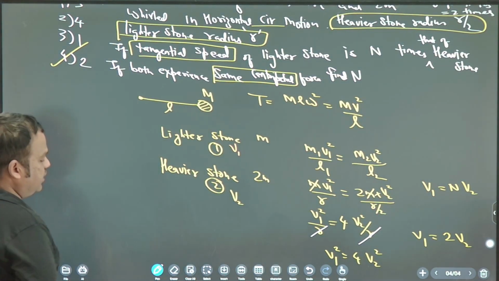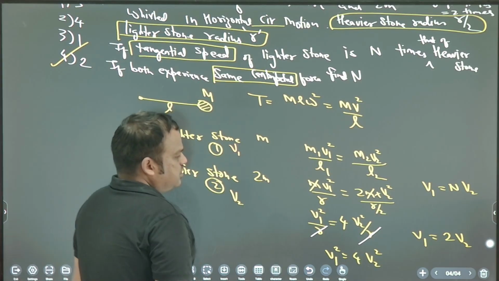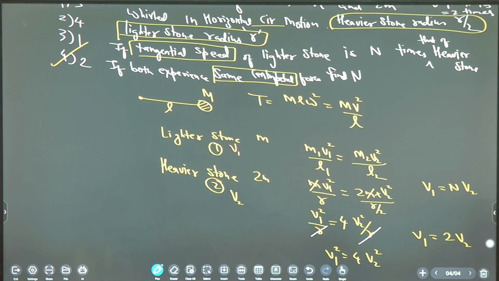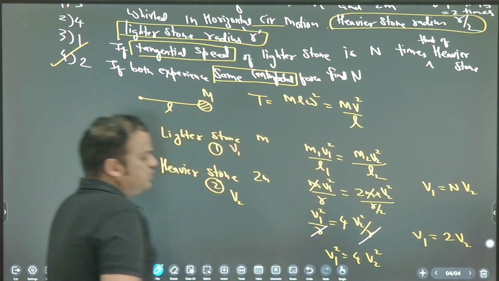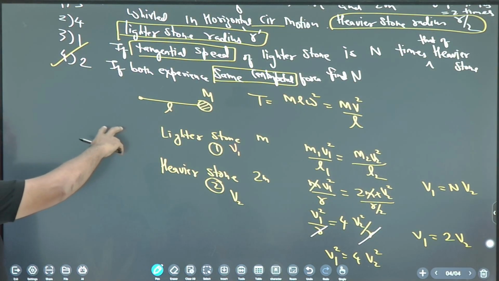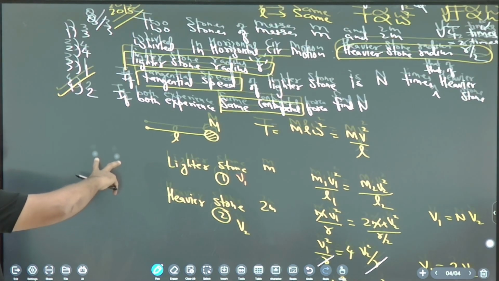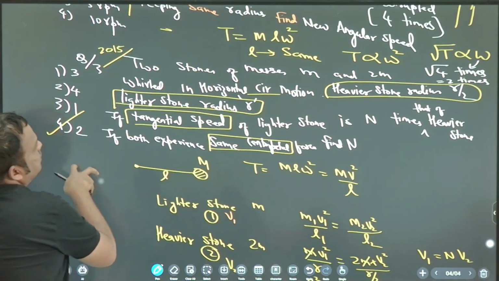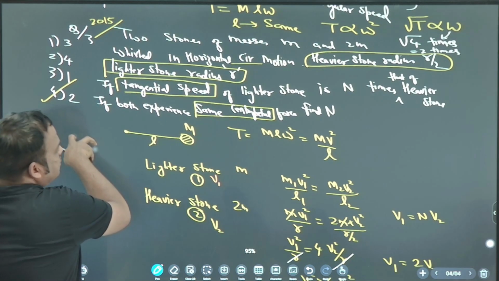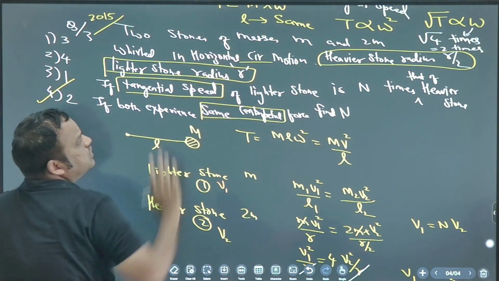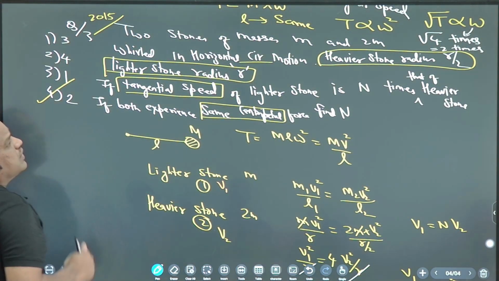Okay, done. Finish. So check your answers. Okay, check your answers. So yes, tell me, any doubt? Once again, which question? Third. Okay, 2 stones are there. What is the mass of first stone? m. Second stone? 2m. Whirled in circle.